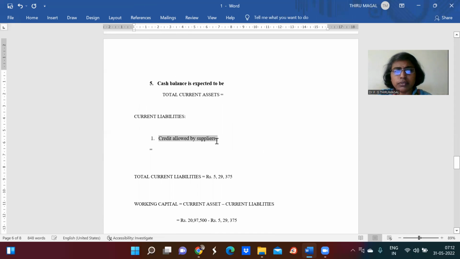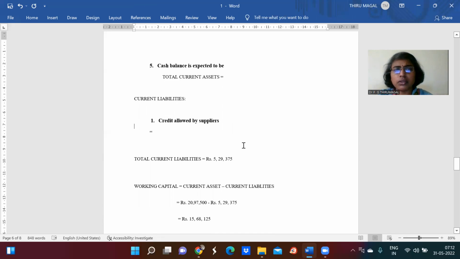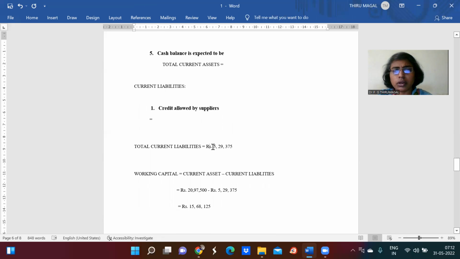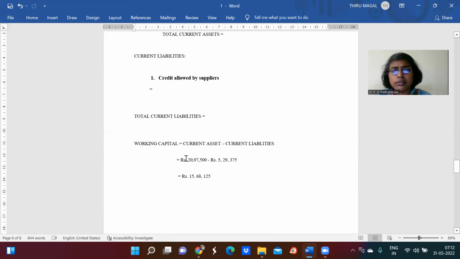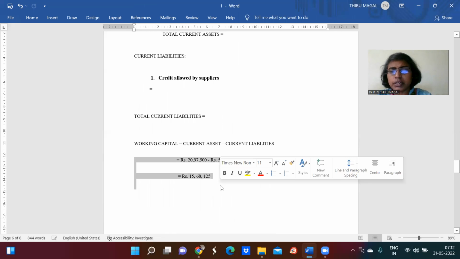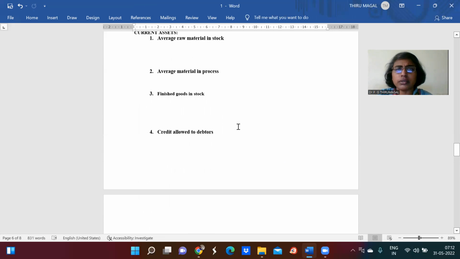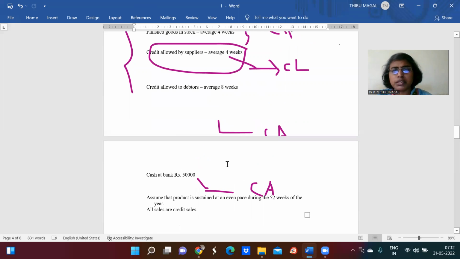The next one, after finding out the values of all these things, we need to find out the total current liabilities value. Then finally, the working capital requirement. So this is what we are supposed to do as far as this problem is concerned.